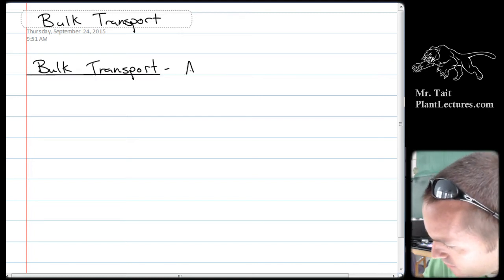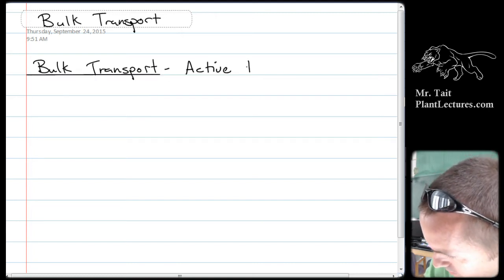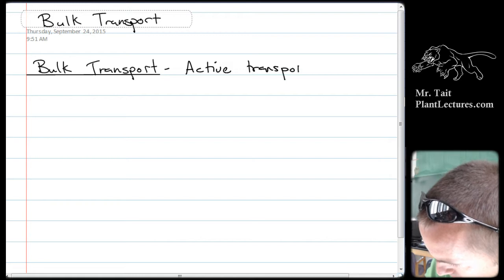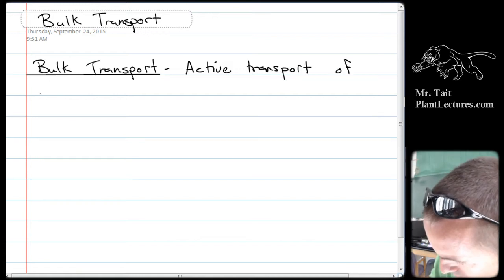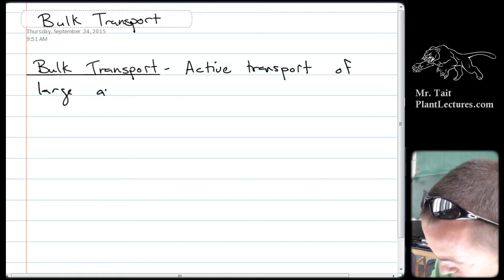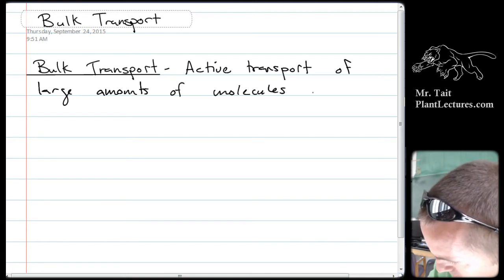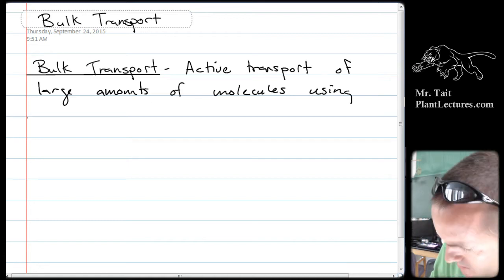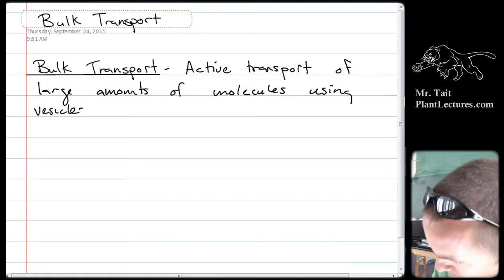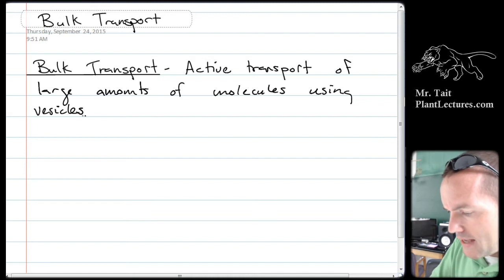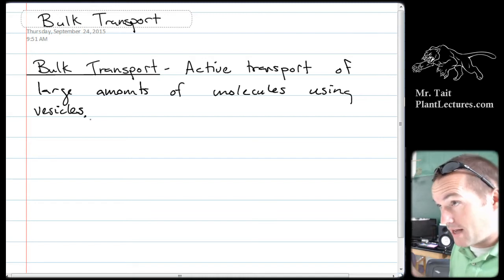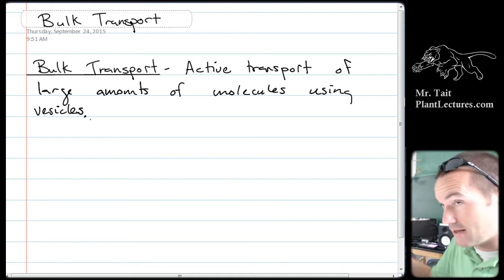So it's active transport of large amounts of molecules using vesicles. Okay, and it can be divided into two main categories. There's going out of the cell and going into the cell. So we'll talk about going into the cell first.